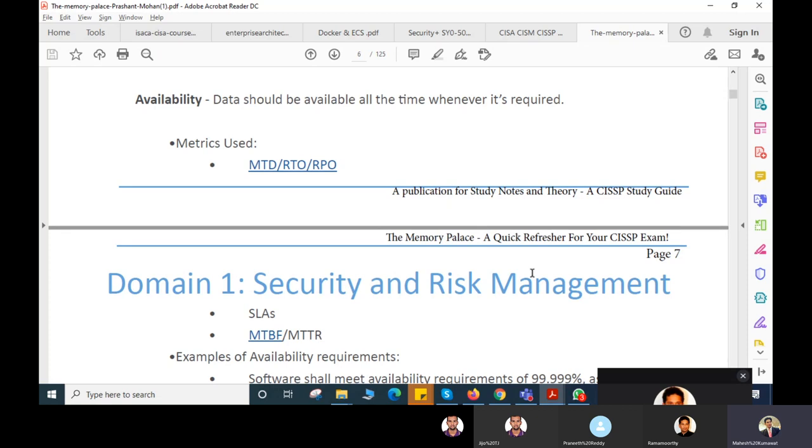So whether your data is available or not, you need to take the backup. If you're working in an enterprise company, the recovery time objective is how much time it will take to restore the backup. And the recovery point objective is which point, half an hour or 20 minutes, of your data you can afford to lose. Like you take a snapshot.